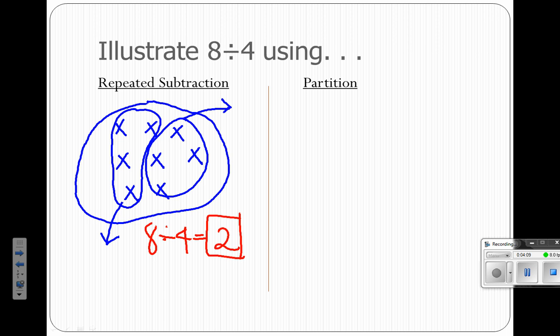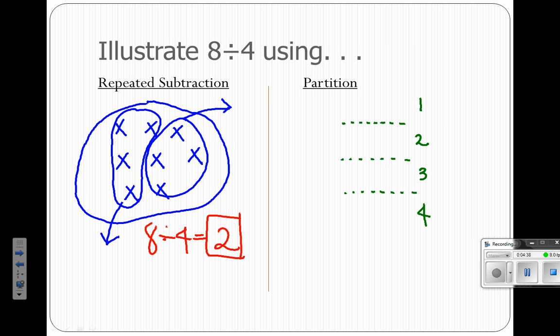Okay, now let's look at it with partition. Remember, we said just a second ago that the second number tells you how many partitions you need. So I need 4 partitions. So I'm going to draw 3 dotted lines. This will be my first one, my second one, my third one, and my 4th partition here. If you don't have the dotted lines, when it's all said and done, it looks like a multiplication model. So you want to be sure that you're illustrating division, so be sure that you include those partitions in there.